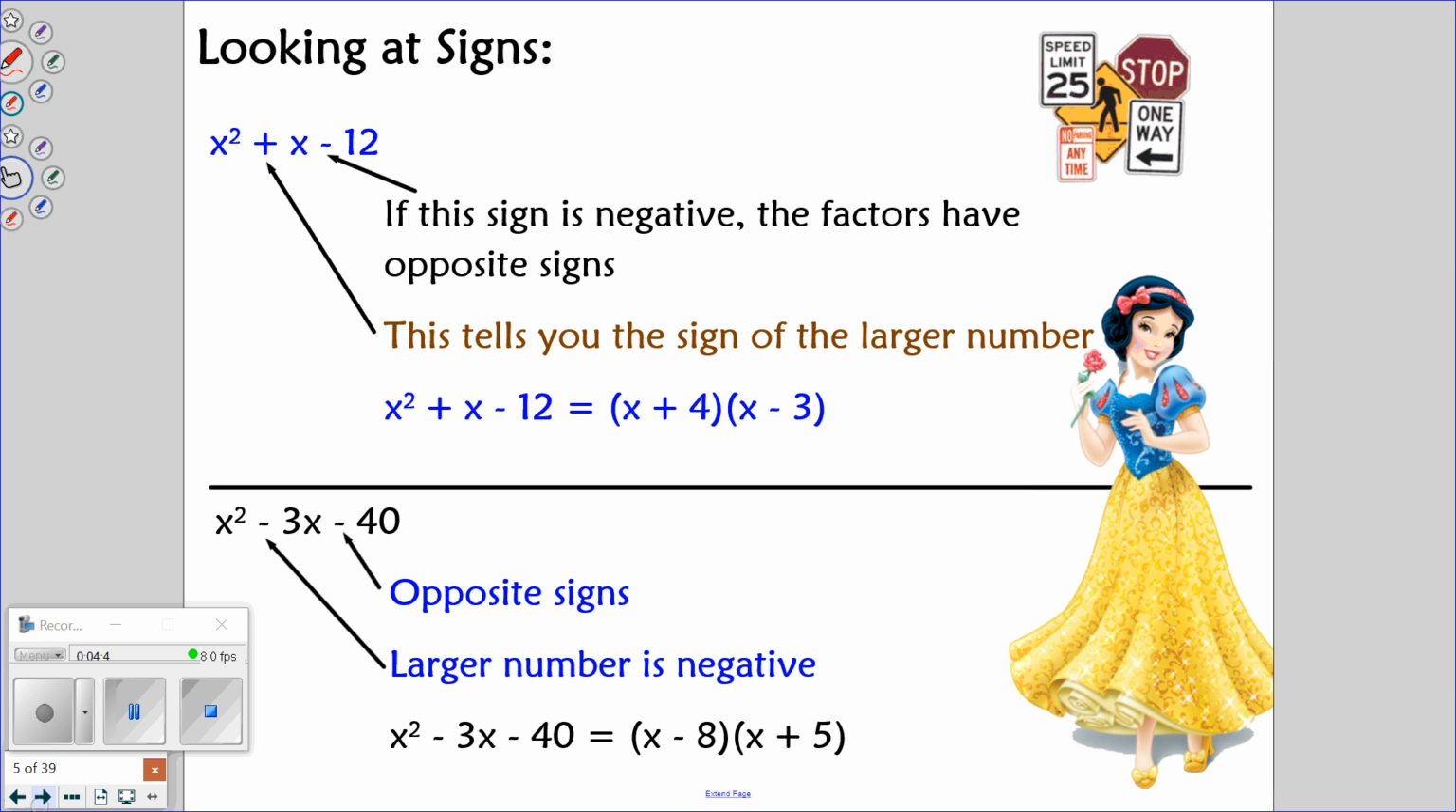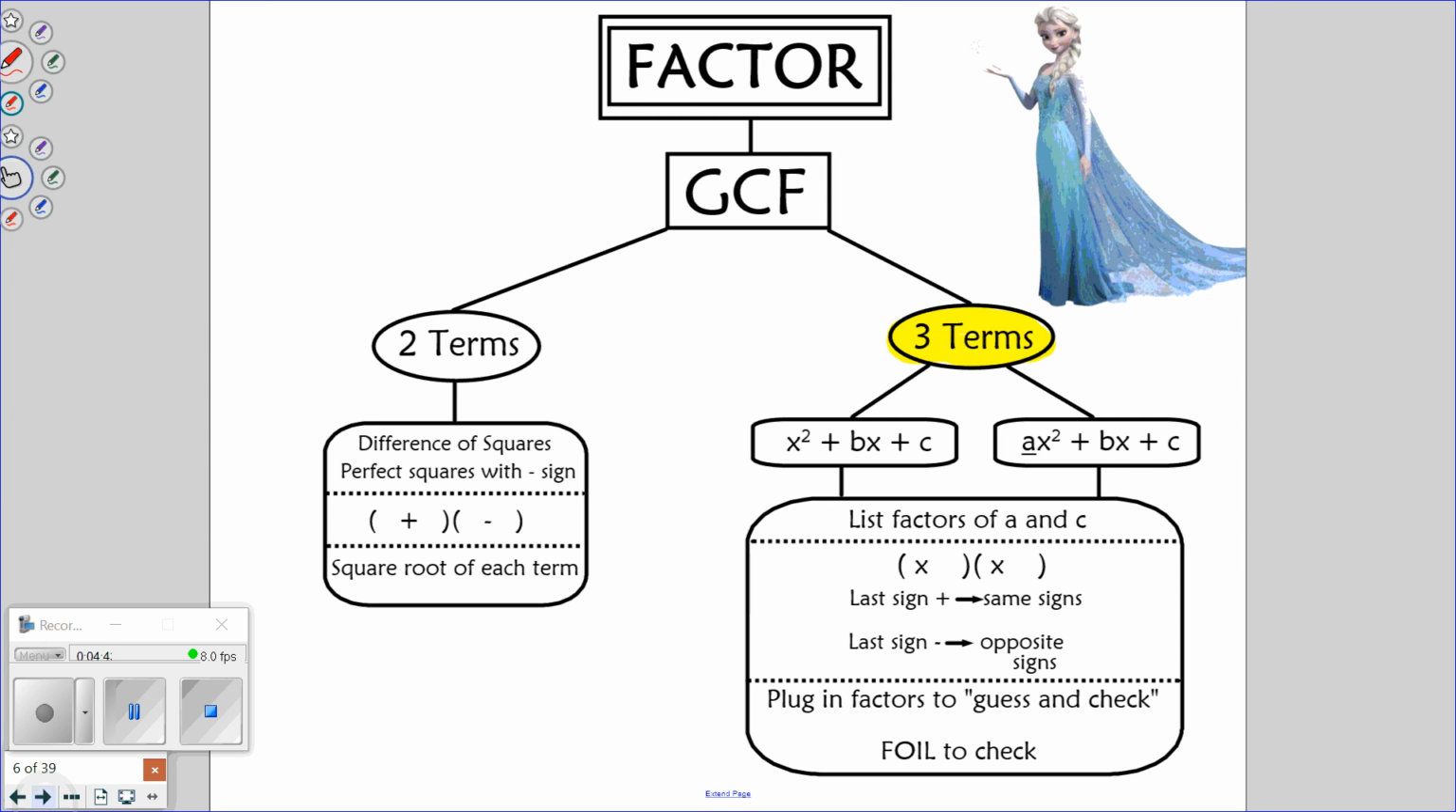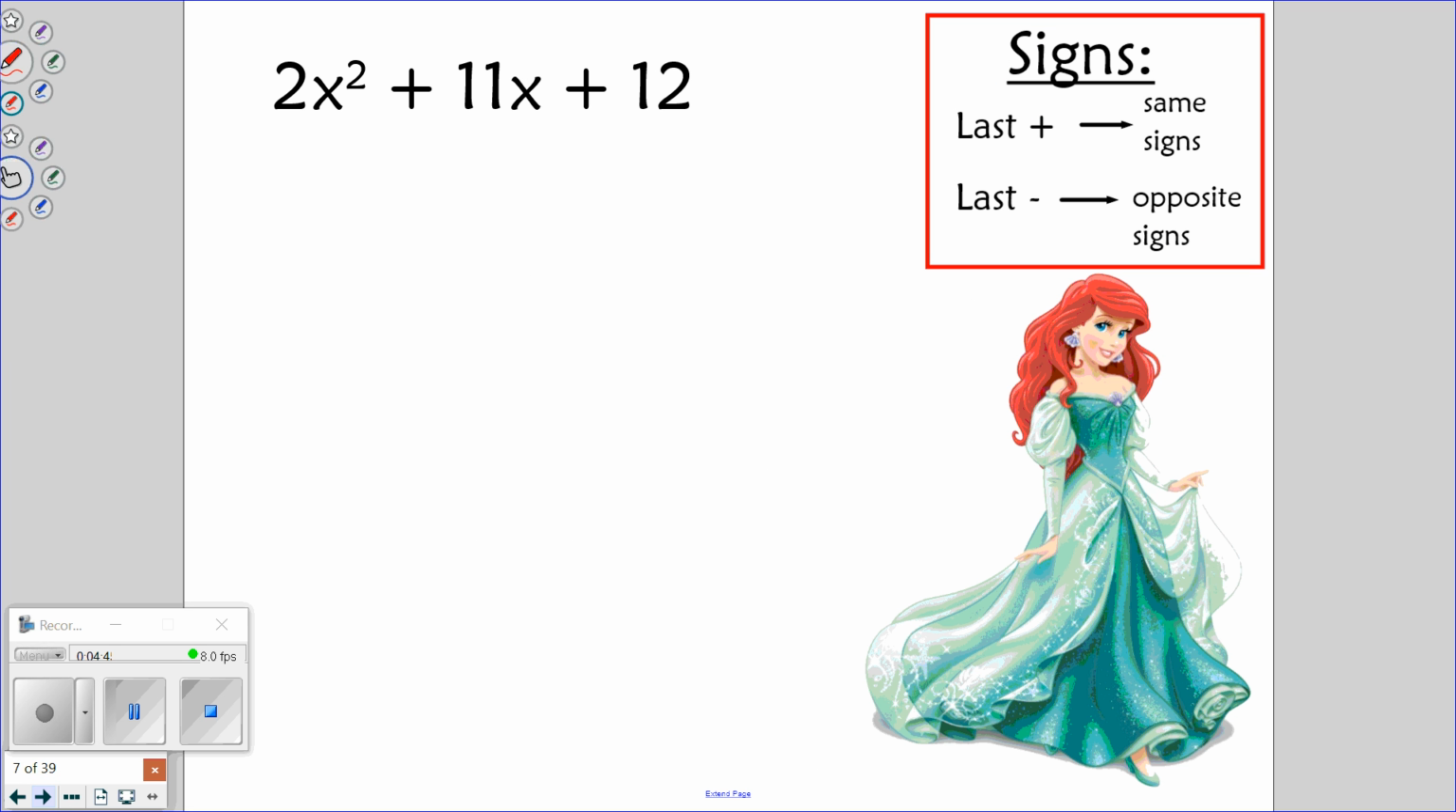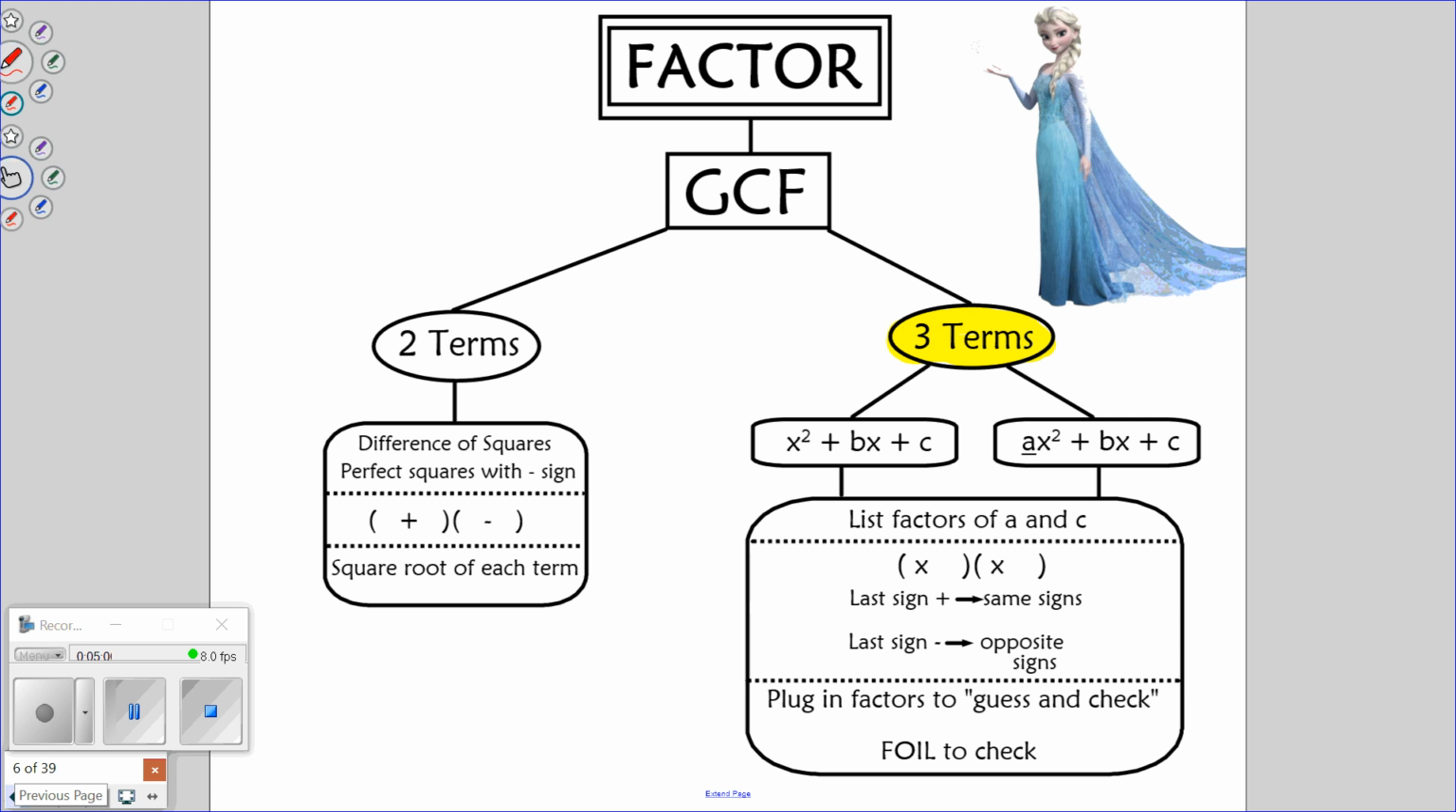Okay, I threw it up here in the top corner of all your slides. You're always looking at the last sign. If the last one's positive, your signs are the same. If your last one's negative, they're opposite. 1 plus, 1 minus. Okay, and we'll get lots of practice with that. So if you're looking at your flow chart, remember I gave you a flow chart on colored paper on Friday?